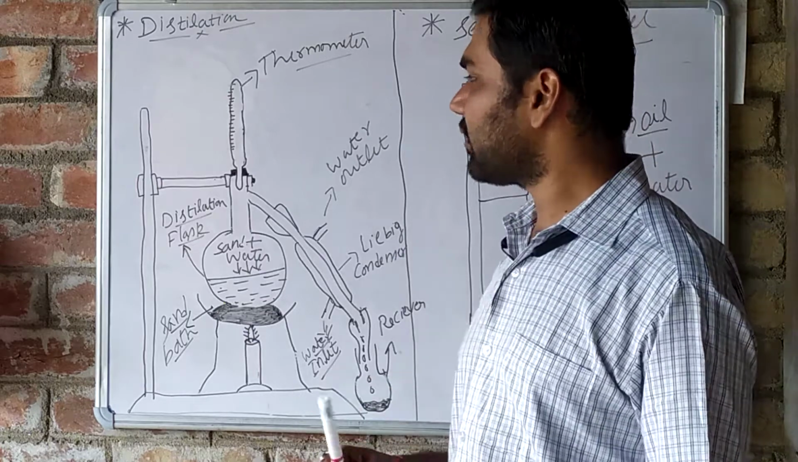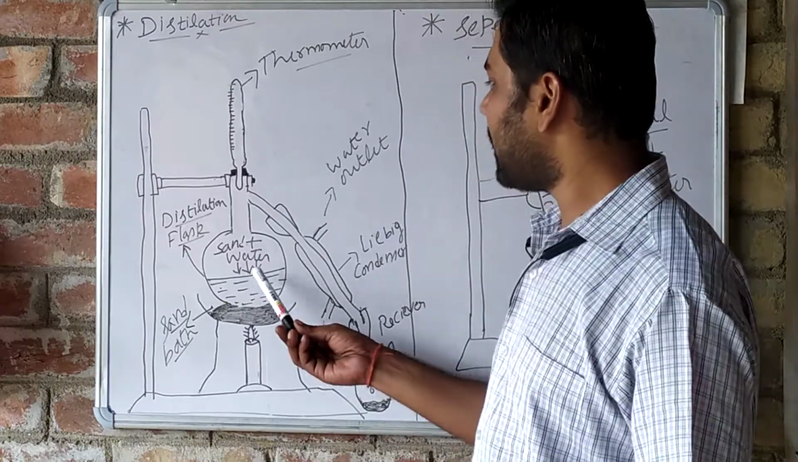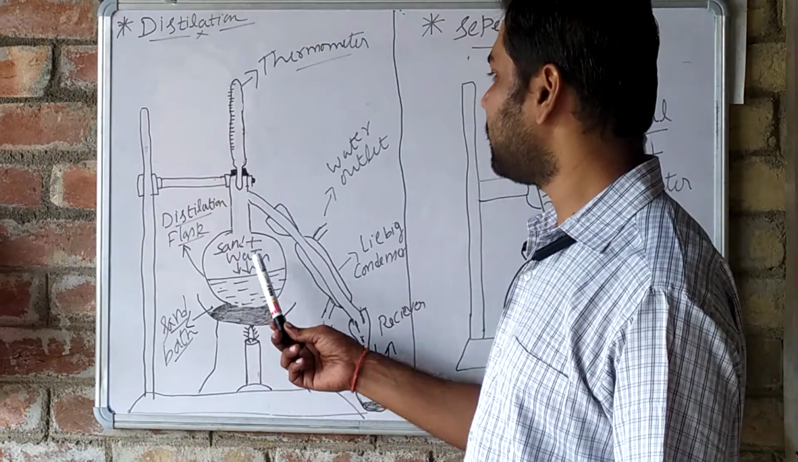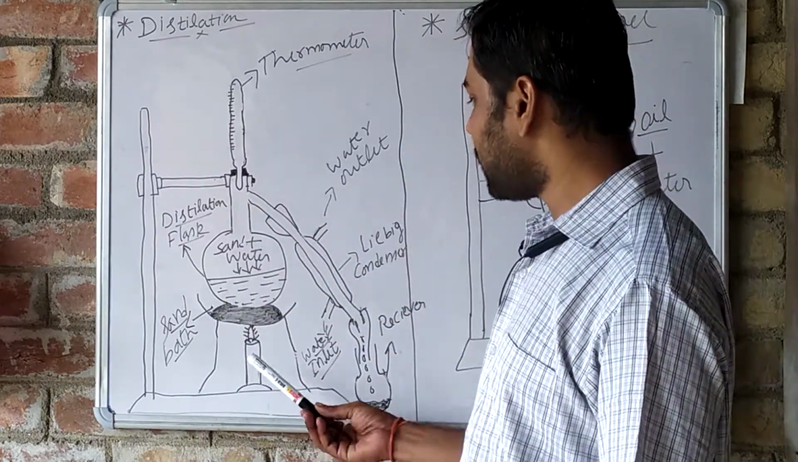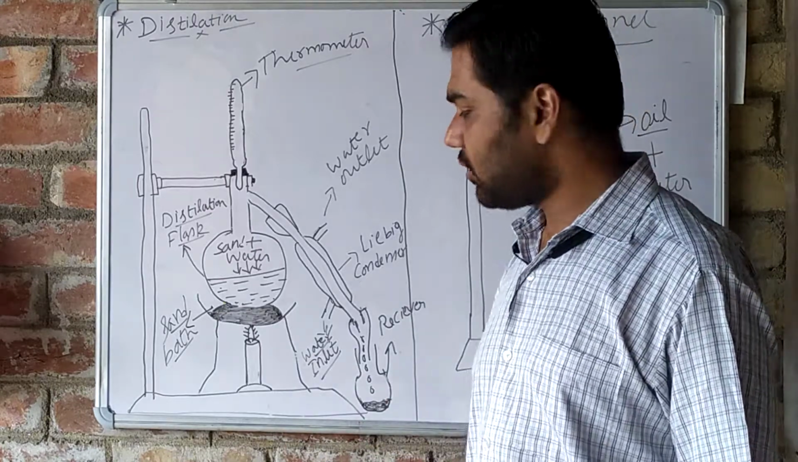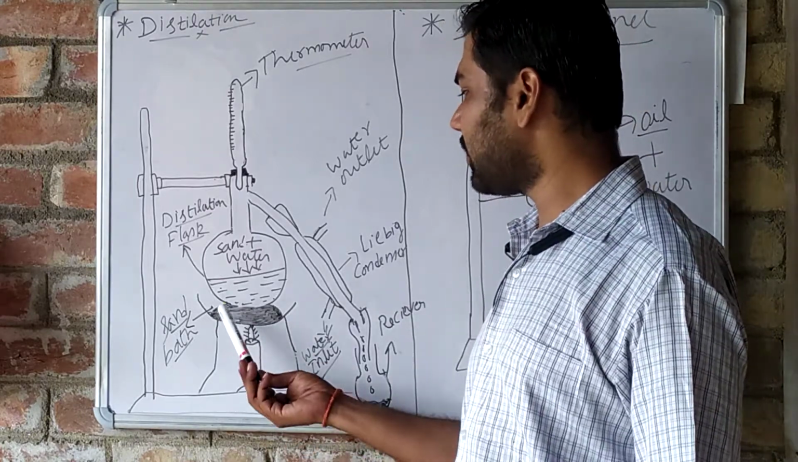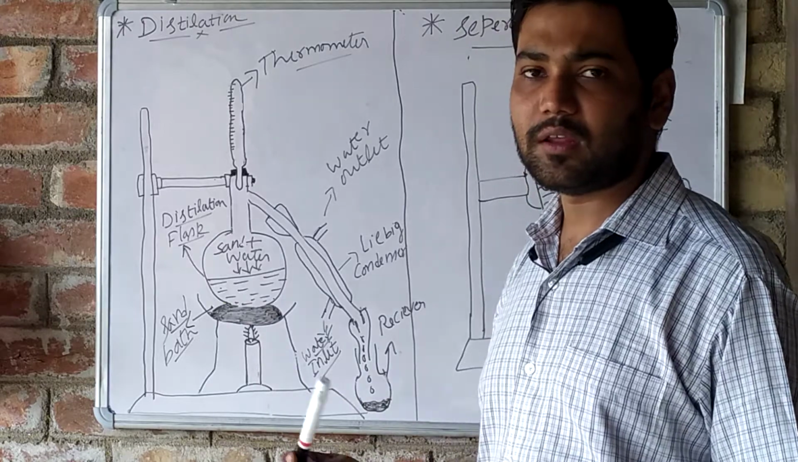Understand? Again I am explaining what happens. We will have a distillation flask. On that distillation flask we will have a thermometer placed on its top. We will have a Bunsen burner by which we will light it up. A sand bath is placed here, which is known in Hindi as बालू.